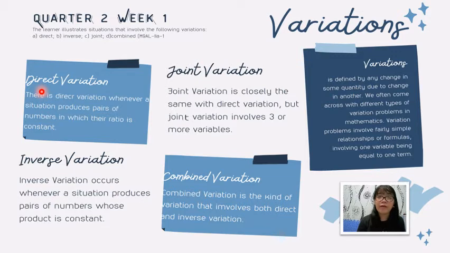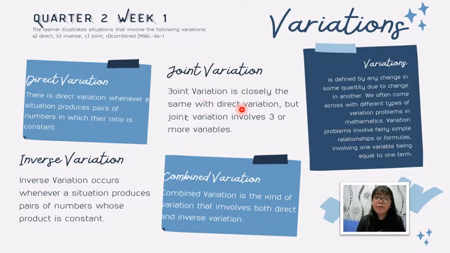First, we have the direct variation. There is direct variation whenever a situation produces pairs of numbers in which their ratio is constant. I will be discussing these types of variation further later on. Now, inverse variation occurs whenever a situation produces pairs of numbers whose product is constant. So in direct variation, the ratio is constant, while in inverse variation, the product is constant.